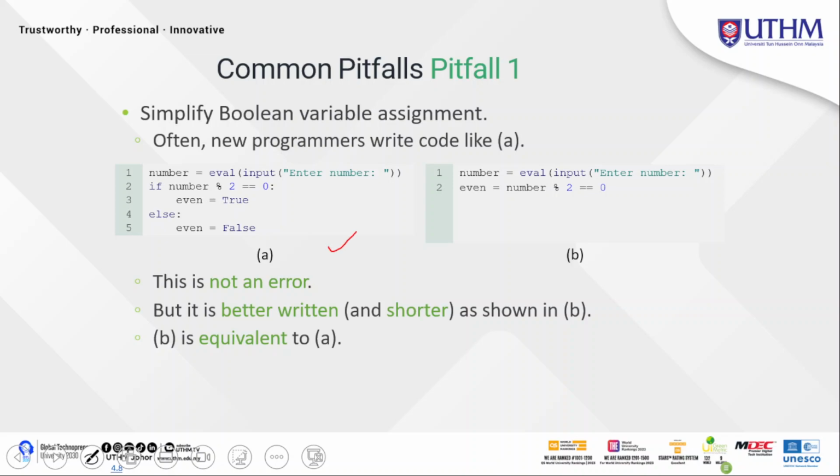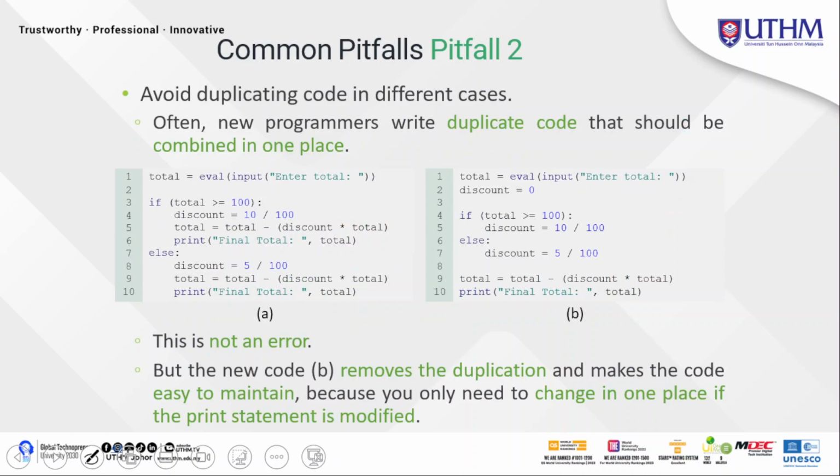So enter a number. After you enter a number, even is equal to number modulo 2 equal to 0. So you'll get the answer, which is even. Avoid duplicating code in different cases. Duplicating means repeated code. Often, new programmers write duplicate code that should be combined in one place. It's supposed to be combined in one place, but we write it in multiple places.